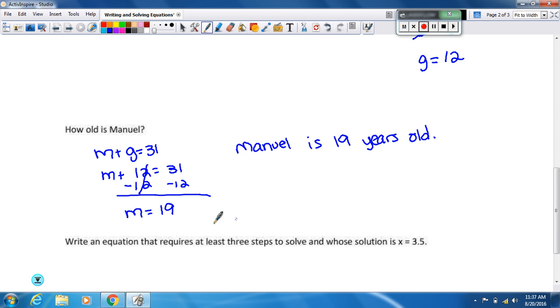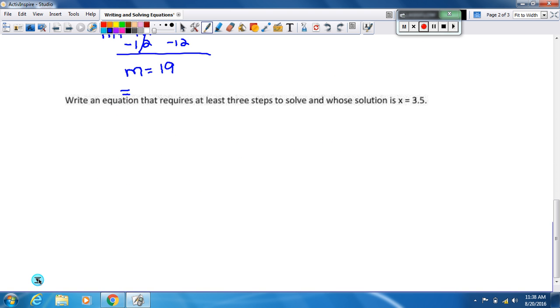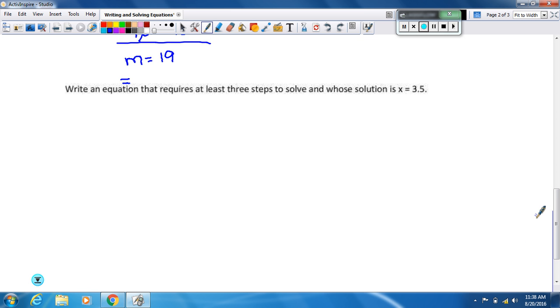Okay, write an equation. An equation has an equal sign, requires at least 3 steps to solve, and whose solution is x equals 3.5. Okay, you could have a bunch of different answers for this. Here's what I came up with. 5x minus 1 equals 3 times x plus 2.